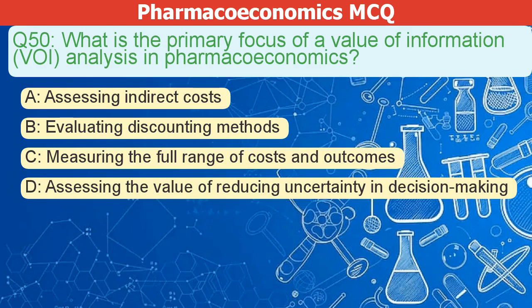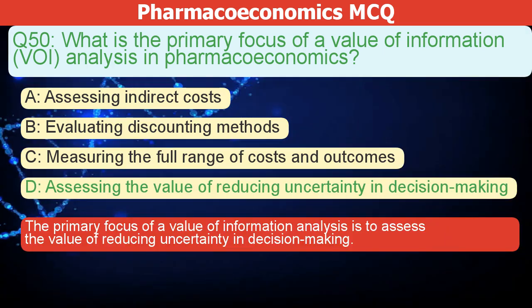What is the primary focus of a value of information analysis, or VOI analysis, in pharmacoeconomics? A. Assessing indirect costs. B. Evaluating discounting methods. C. Measuring the full range of costs and outcomes. D. Assessing the value of reducing uncertainty in decision-making. The correct answer is D. The primary focus of a value of information analysis is to assess the value of reducing uncertainty in decision-making.